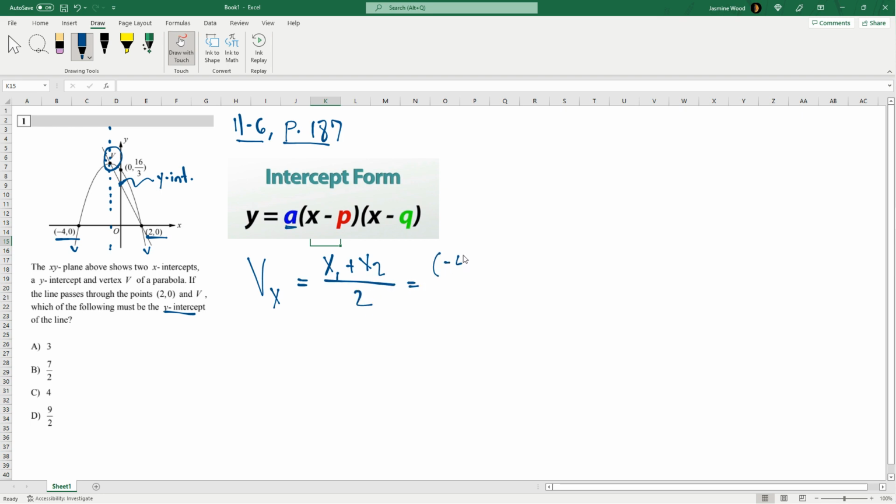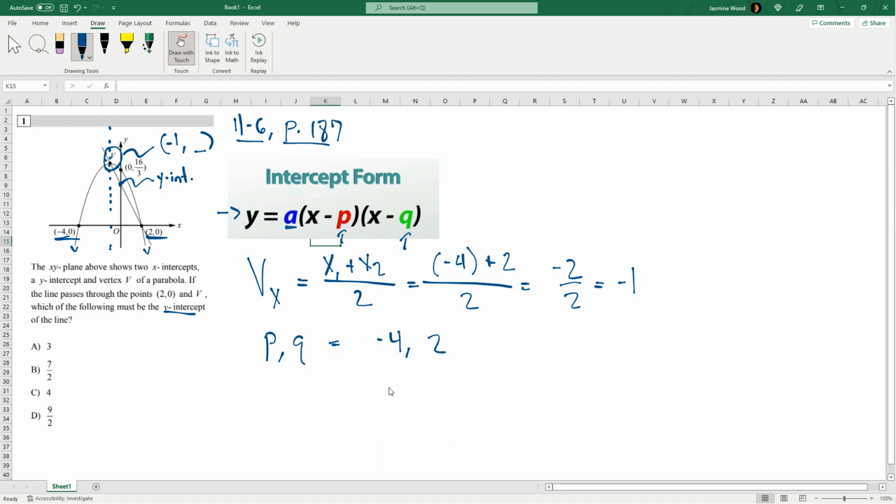So this will be -4 plus 2 divided by 2, which is -2 over 2, which is -1. So the x value of this vertex will be -1, and whatever the y is, we don't know yet. To find the y value, we can plug in both of these, because these are what make the y value 0, right? So the p and the q. So q is basically -4 and 2.